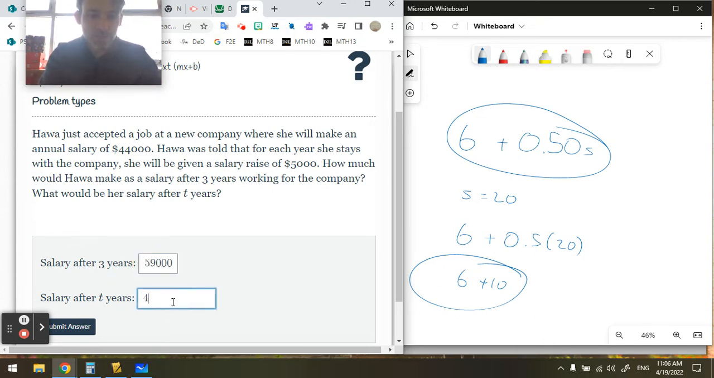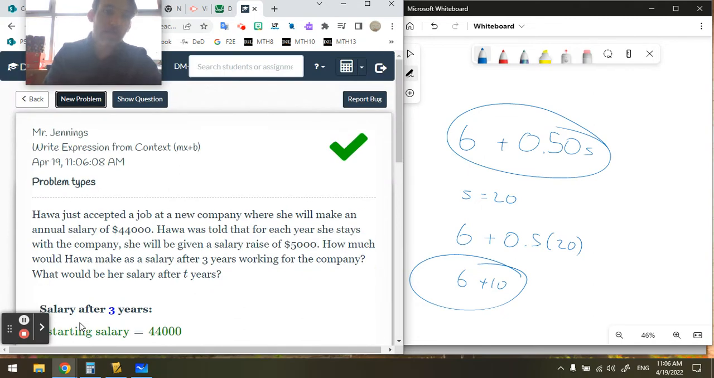Salary after T years would be her initial salary. Wait, that's not her initial salary, 44. There it is, plus 5,000 times T. Why T? Because it's T number of years. They give you what your variable should be there. Submit, enter, hooray. Okay, I'm not going to do any more. I think you got it.